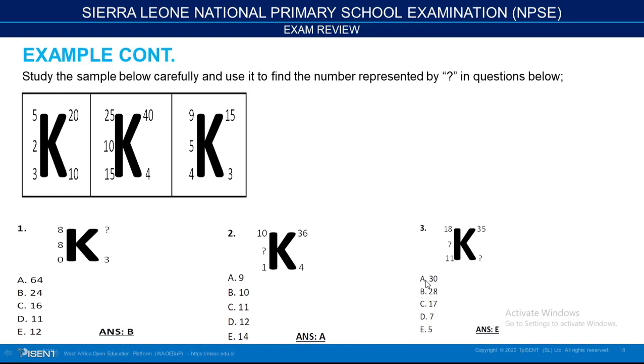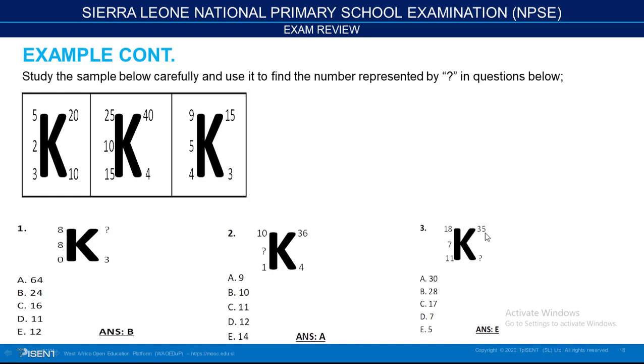Let's see. A is 30. No, 35 divided by 7 is not 30. B is 28. 35 divided by 7 is not 28. C, 17. Not correct. 35 divided by 7 is 5. But D here says 7. So which means D is not correct. But 35 divided by 7 is 5, which therefore is found at option E. So E is our correct answer.